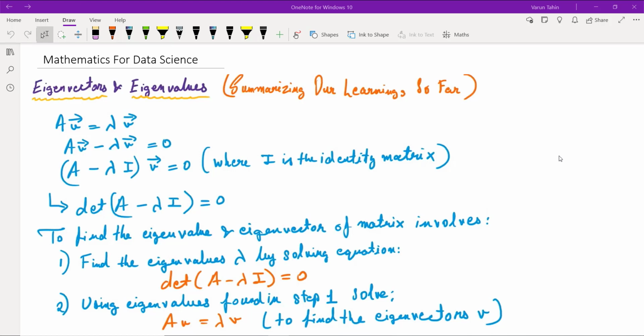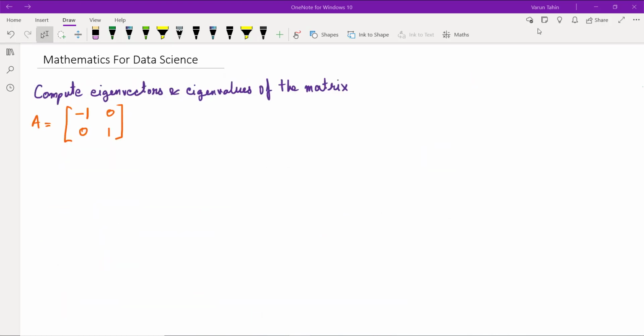Let's say we have a matrix A. We first form lambda I and then subtract lambda I from A, forming the equation A minus lambda I, and then equate its determinant to 0 to find the lambda. In the next step, using the lambda or eigenvalue found in step 1, we will find the eigenvector from the equation AV equals lambda V. Now let's solve some examples to be very clear on how we calculate eigenvalues and eigenvectors.